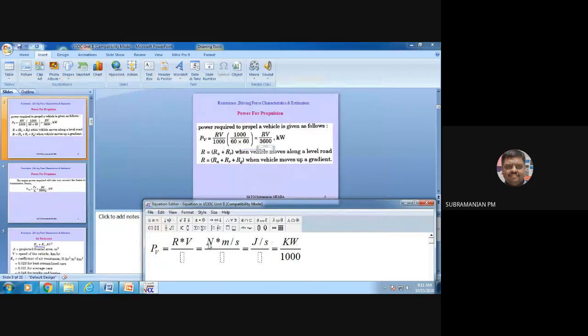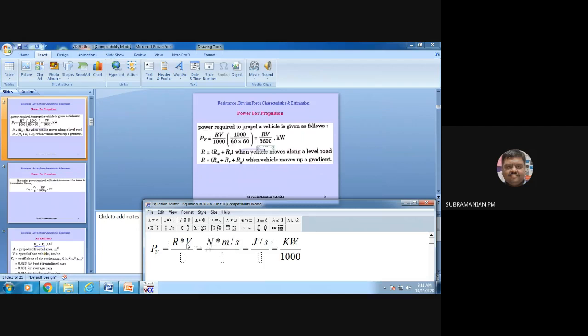Have you understood how this 1000 is coming in the denominator? Now, V should be in meter per second. Now, you got the idea? V should be in meter per second. Then only I will be getting joule per second, that is divided by 1000 is kilowatt. Actually, I will be inputting V in kilometer per hour.